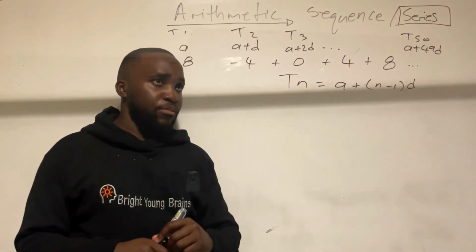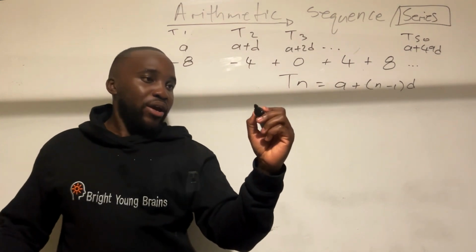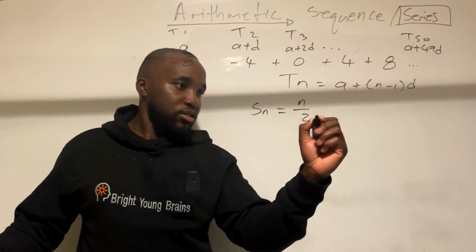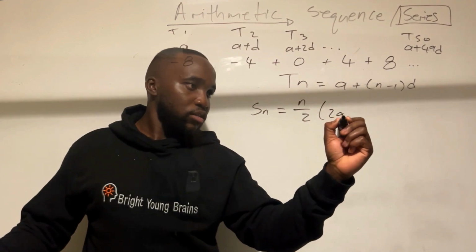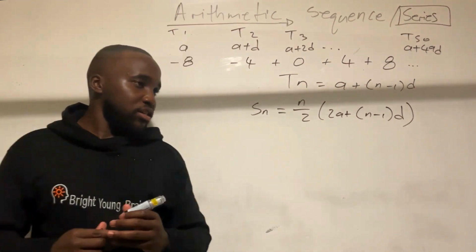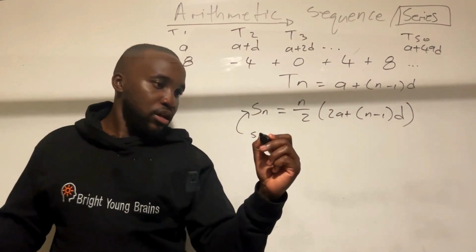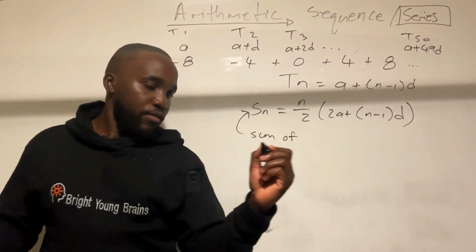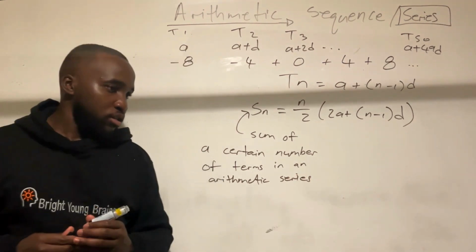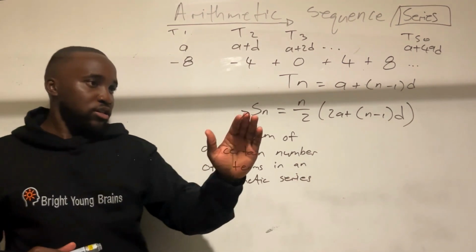So this is just the general term. But the moment you're dealing with a series, you now get your SN formula. Your SN formula, you can also find on your formula sheet. And this SN formula basically gives you the sum of a certain number of terms in an arithmetic series. That's what this gives you.